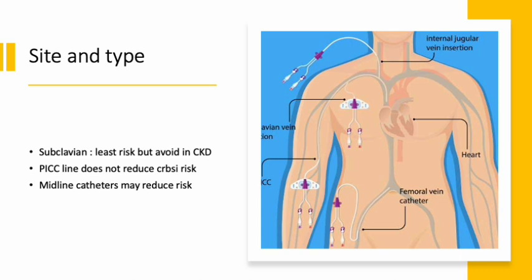The peripherally inserted central lines, which are inserted peripherally but reach the central veins, there is a common belief that this reduces the incidence of CLABSI. However, this is not true in the ICU and they should not be preferred over central lines just for reducing the incidence of CLABSI. However, midline catheters may offer some advantage regarding the incidence of CLABSI and can be used if feasible.